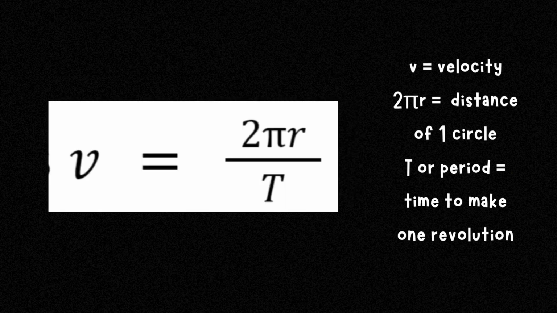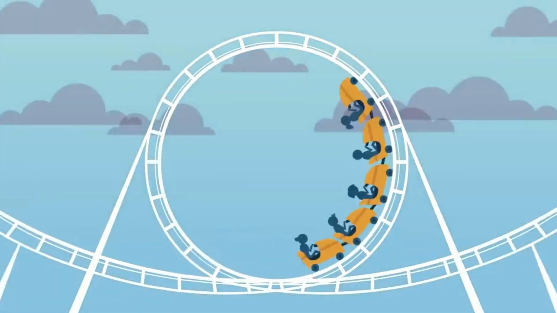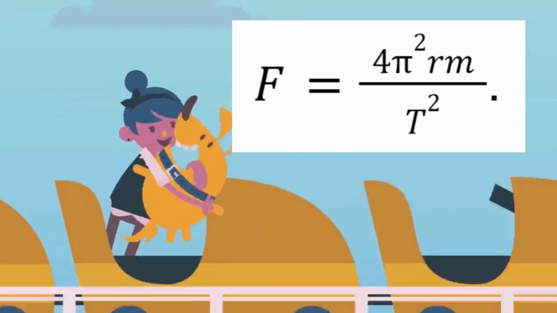Velocity itself can be defined by distance divided by time. To find velocity in a circular motion, velocity can be calculated as v = 2πr/t, where 2πr is the distance of one circle and t, or period, is the time it takes for one revolution. Based on this, we can calculate the formula for force, which is F = 4π^2rm/t^2.